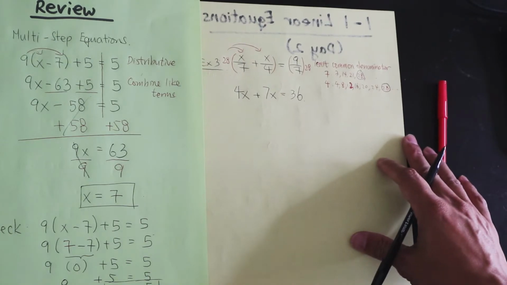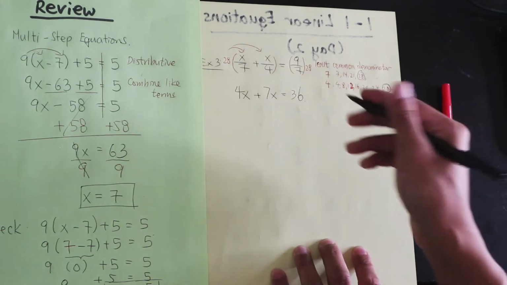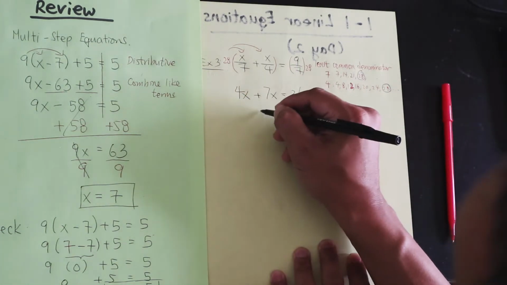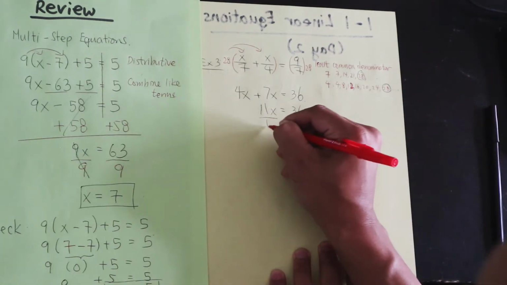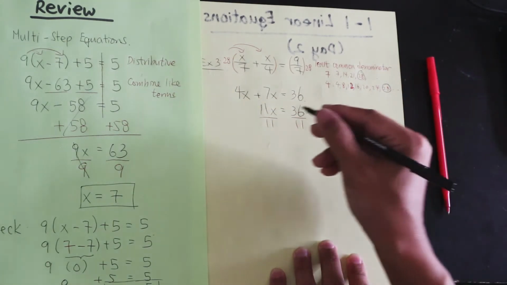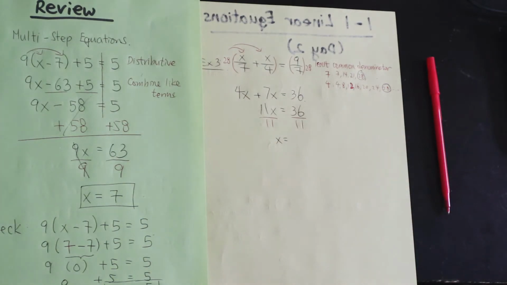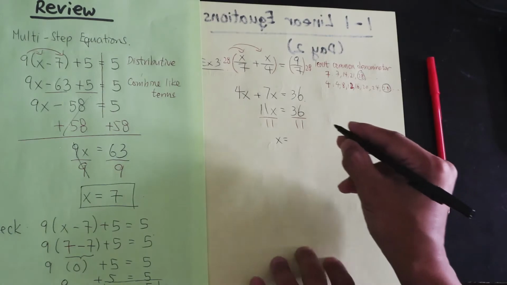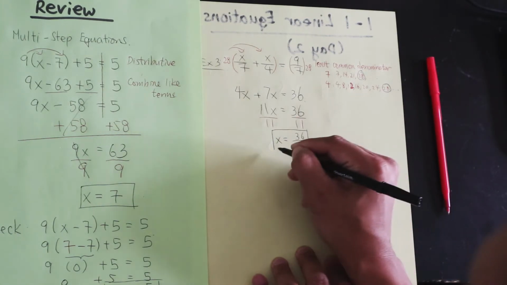And then after that, you're just going to combine like terms, right? Actually, I'll work it out all the way with you for this one because I think at the end we're going to get fractions, okay? So you're going to combine like terms. 4x plus 7x is 11x is equal to 36. And when you divide both sides by 11, you notice that 11 cannot go into 36 evenly. So you're just going to write it as an improper fraction, and then that's it, right?